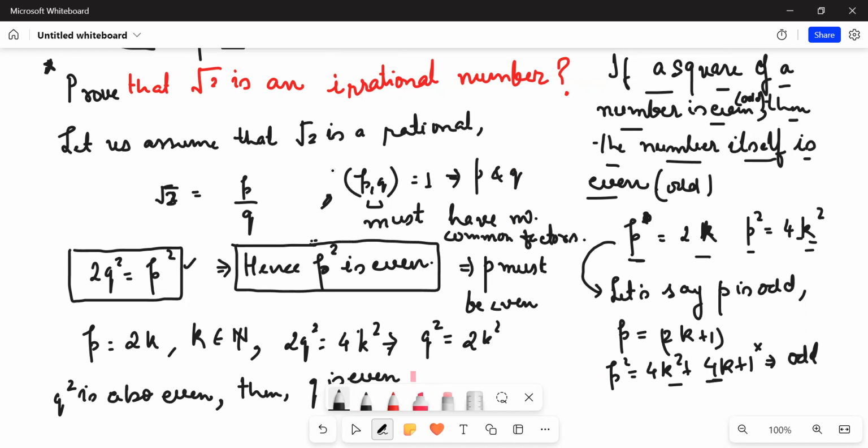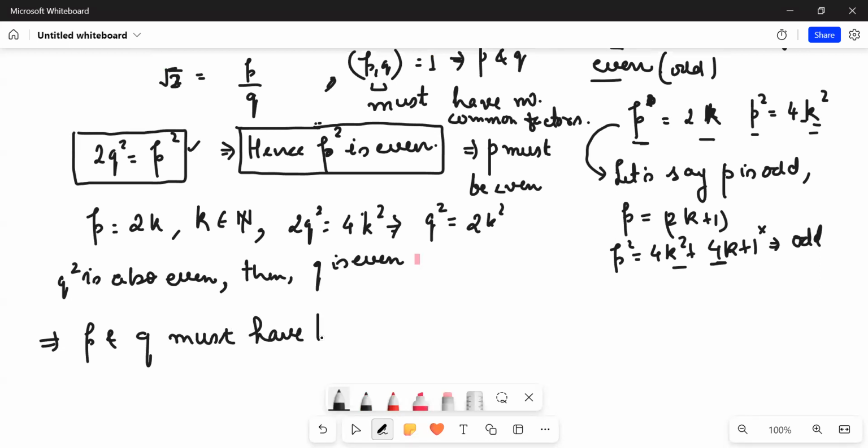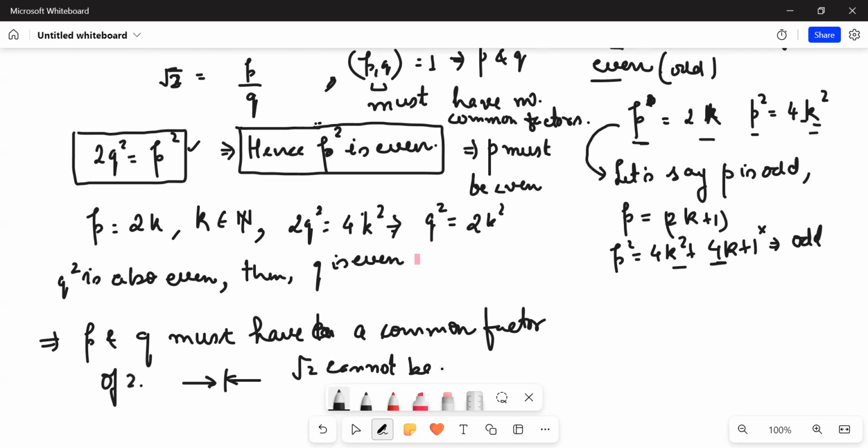Must have no common factors. So it must have no common factors. But what we ended up having, we are saying that p must be even and q must be even. It implies p and q must have a common factor of 2, because both of them are even. It implies we arrive at a contradiction that root 2 cannot be a rational. And if root 2 is not a rational number, then what is it? Then it is an irrational.